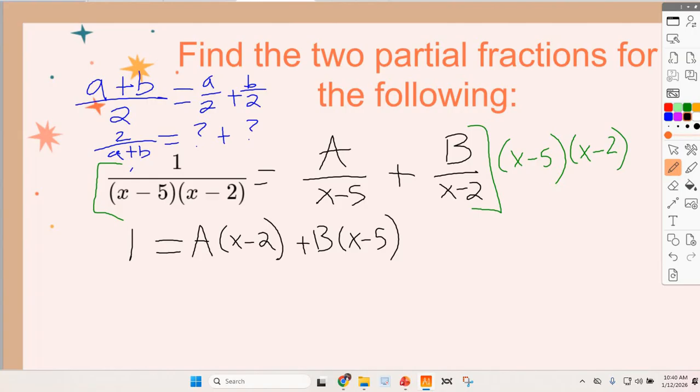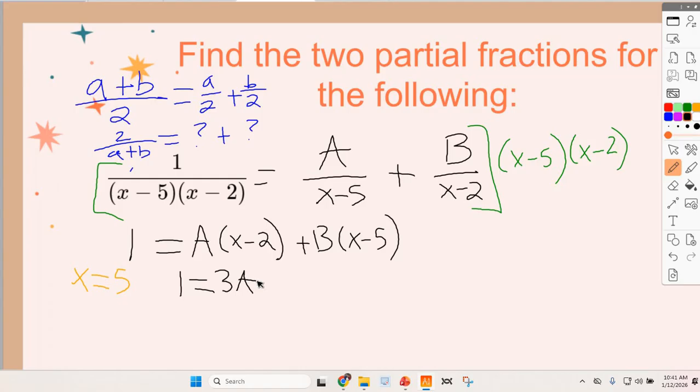What might be a nice x value to pick? Why 5? So make one of the terms 0. So if I make x equal 5, I get 1 equals, well now, 5 minus 2 is what? 3. So I get 3A. And 5 minus 5 is what? 0. So my second variable goes away. Yes? Are we all okay with that? Yes? No? Yes?